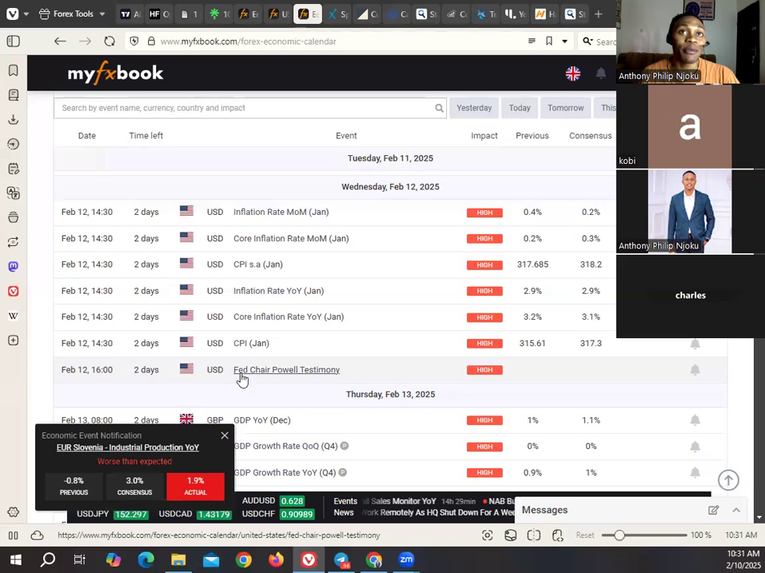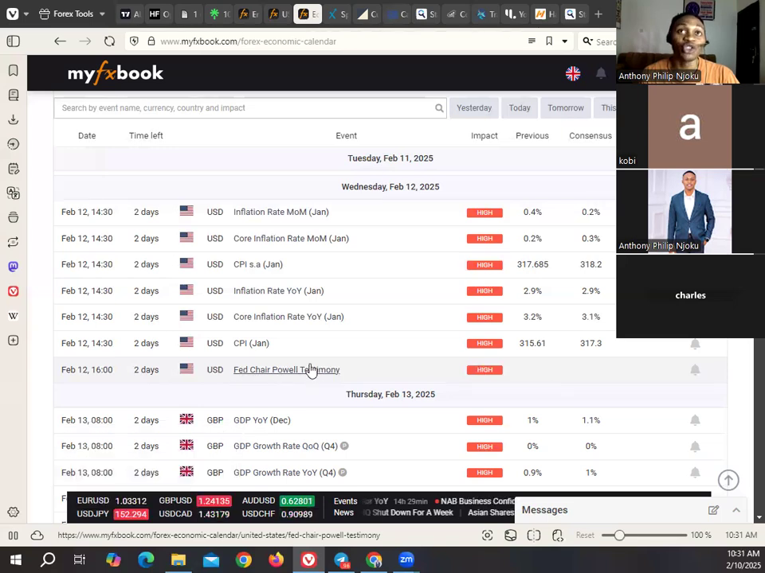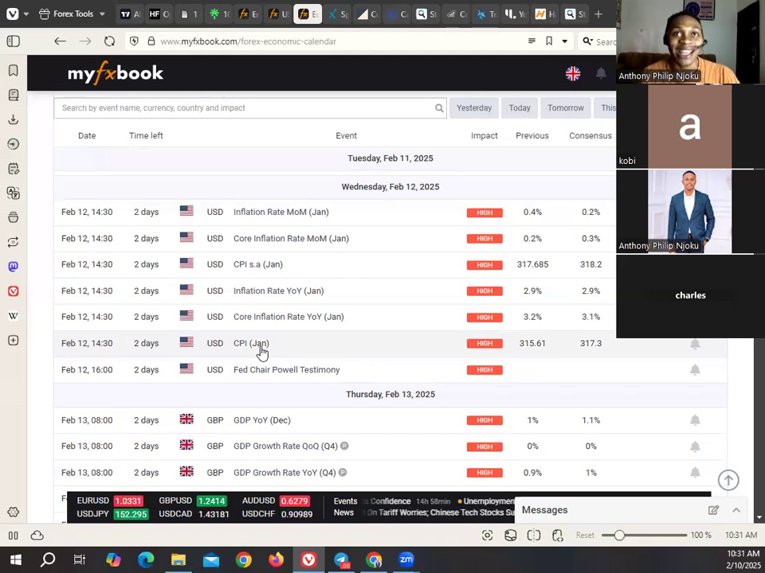Then in the evening by 4 p.m., we have Fed Chair Powell testimony. He's going to be speaking about the inflation figure, and what they anticipate will happen in the next interest rate event. So they use interest rates to control inflation rates. If inflation is going up, interest rates will be hiked. If inflation is coming down, interest rates will be kept steady or cut. And in the last meeting, interest rate was cut for the United States dollar. So they are trying to put inflation under control. So that's what I see for dollar.